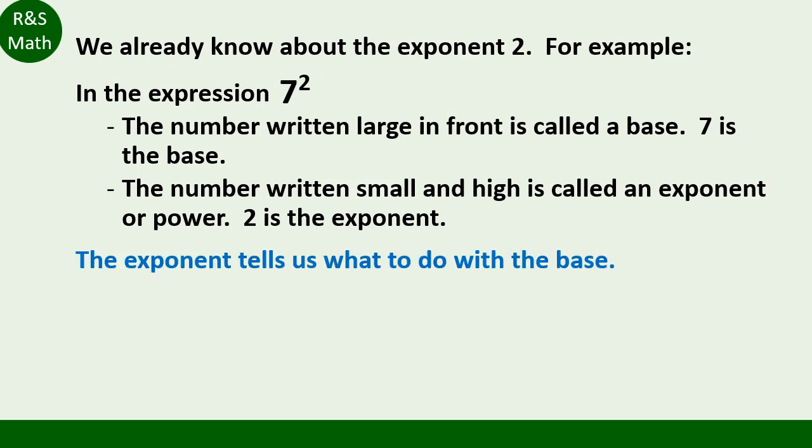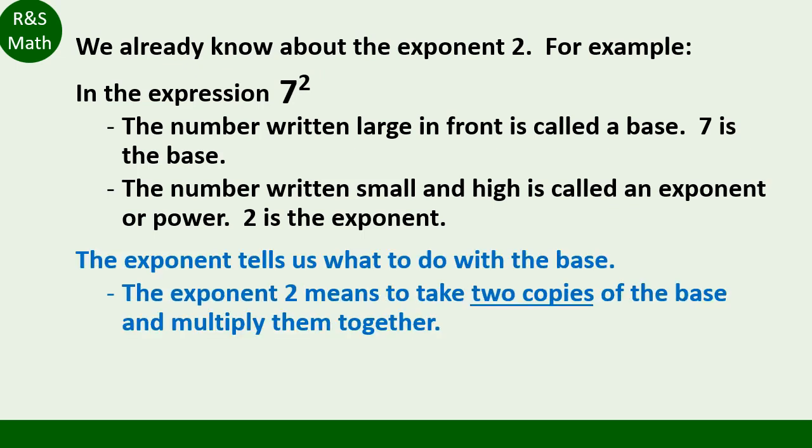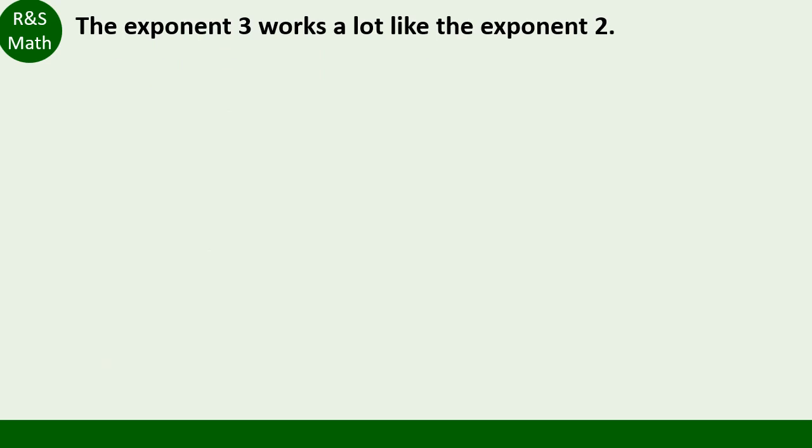The exponent tells us what to do with the base. The exponent 2 means to take 2 copies of the base and multiply them together. So 7 to the power 2 equals 7 times 7 equals 49. The exponent 3 works a lot like the exponent 2.